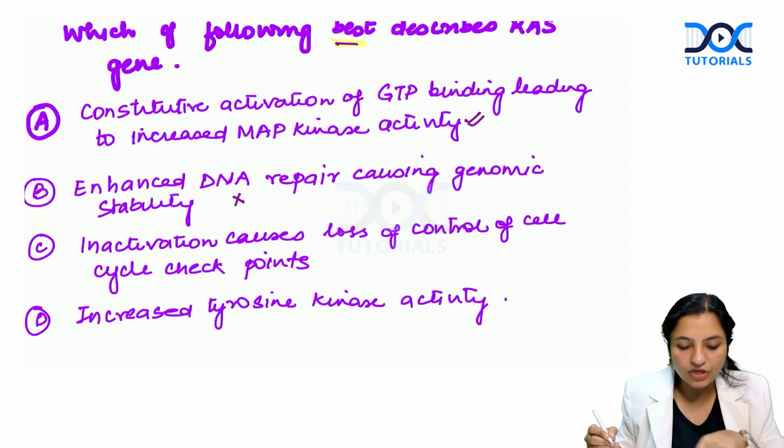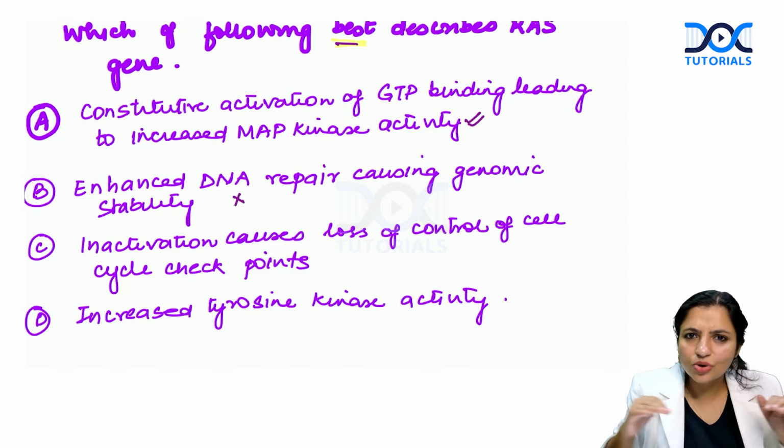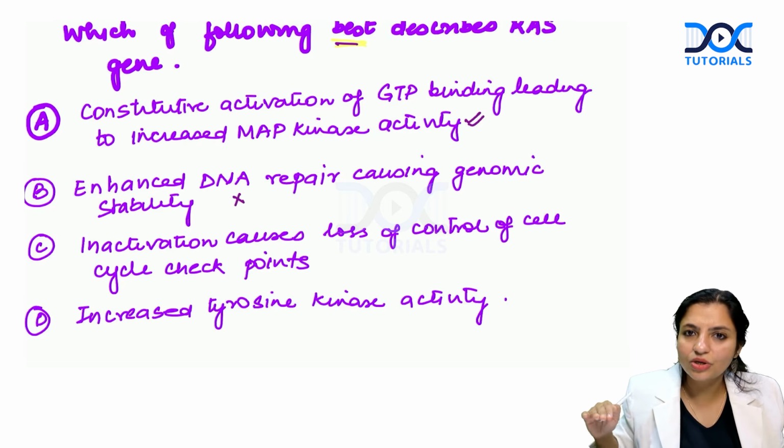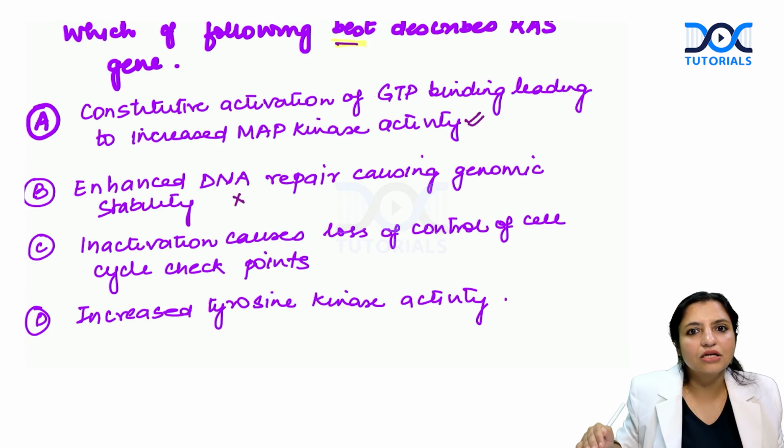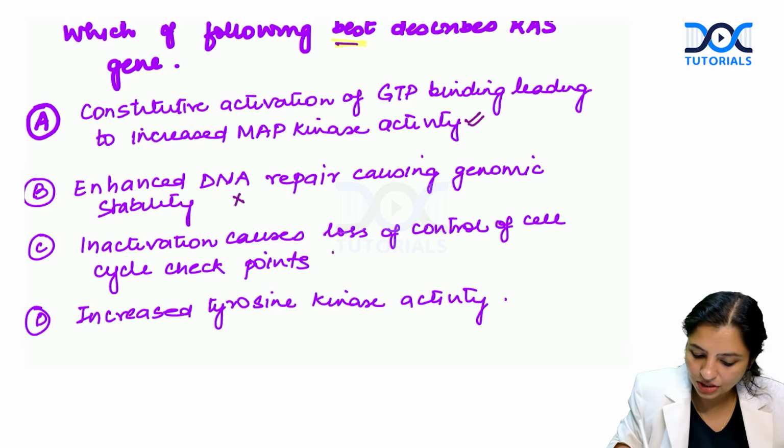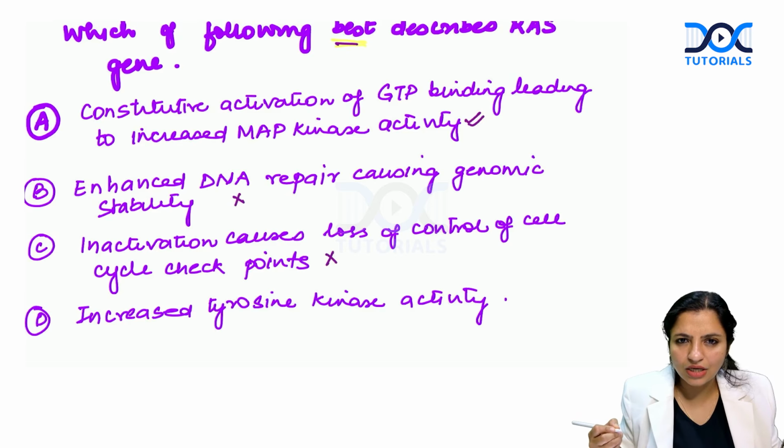Inactivation causes loss of cell cycle control. It's not a cell cycle controller. It has no role in cell cycle controlling. The cell cycle controller is the RB gene. Okay, not this. Okay, it increases tyrosine kinase activity.